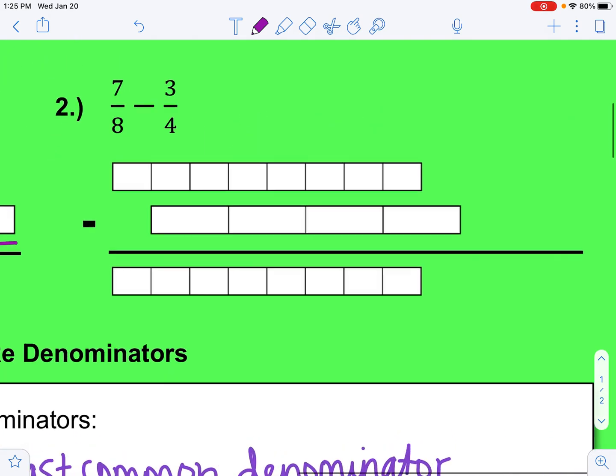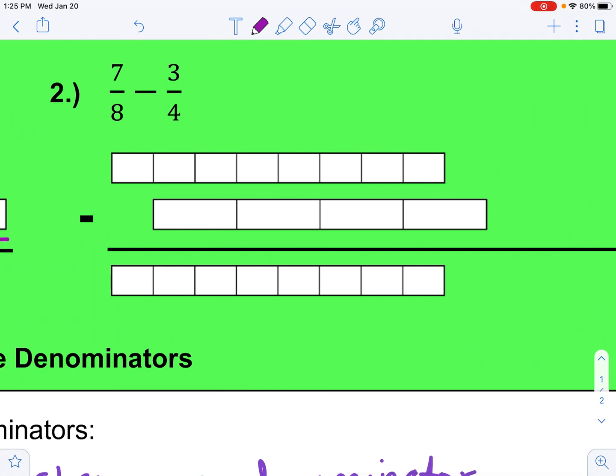Now going over to number 2, this time we're subtracting. Alright, we're taking 7/8 minus 3/4. Alright, so let's look at our first shape here, fraction strip. We have 1, 2, 3, 4, 5, 6, 7, 8. That's split into eighths. Okay, but we only want 7 of those colored in. So that is showing 7/8.